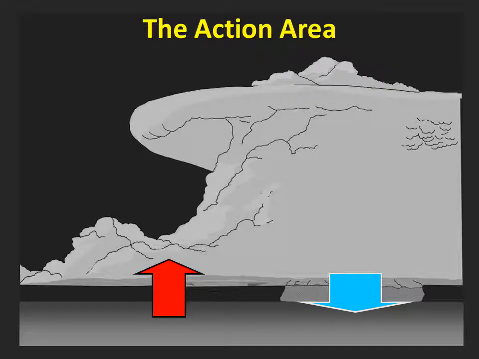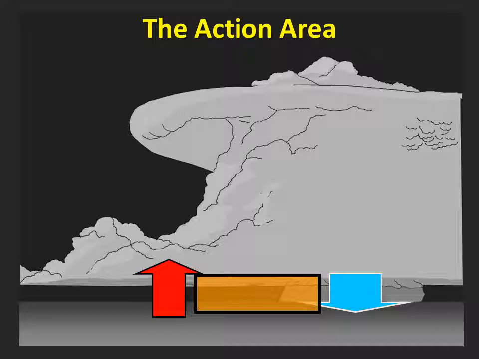In this section, we're focusing on supercell thunderstorms and that part of the storm where tornadoes are most likely to develop. This is what we call the action area, and it's where the updraft and downdraft come together. In most cases, this will be on the backside of a supercell storm. So if you're dealing with a storm moving from the southwest toward the northeast, the updraft will typically be on the southwest edge of the storm.